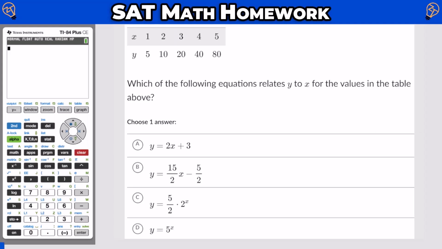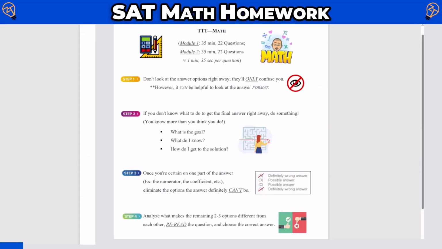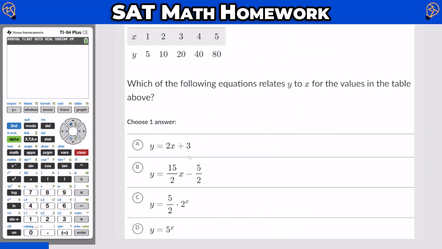So on this question here, we're asked to determine basically whether it's either a linear or an exponential function. As we notice in our Triple T math document, we always say, don't look at the answer options right away, they'll only confuse you. However, it can be helpful to look at the answer format. And here we can see that the format is essentially a couple of linear options and a couple of exponential.